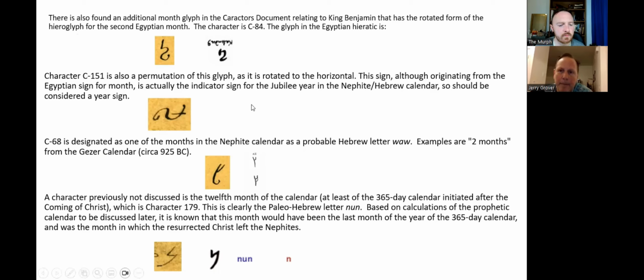And there's another one that's a permutation of the glyph, flipped to its side. What is happening there, as I went through it, is they're rotating the glyph. It's representing the jubilee year, although it originated as a sign for a month. So they've taken a glyph, and another form of this glyph means jubilee in the Egyptian. We showed that previously. It looks like they're rotating it for each sequential jubilee year. It rotates one quarter turn.